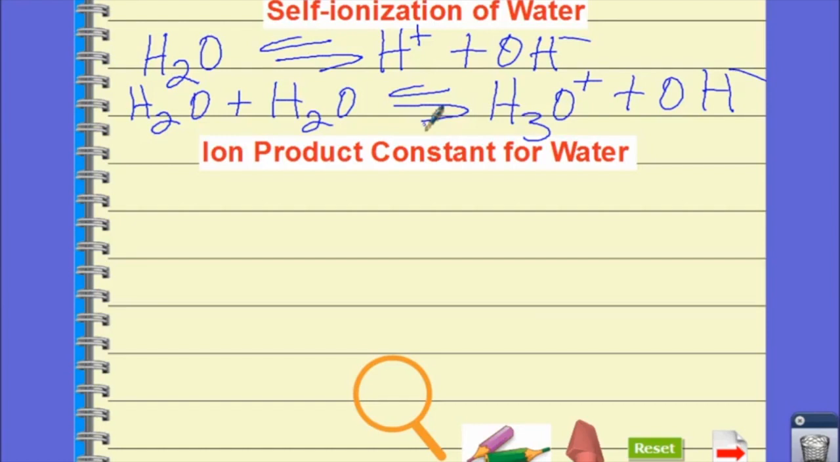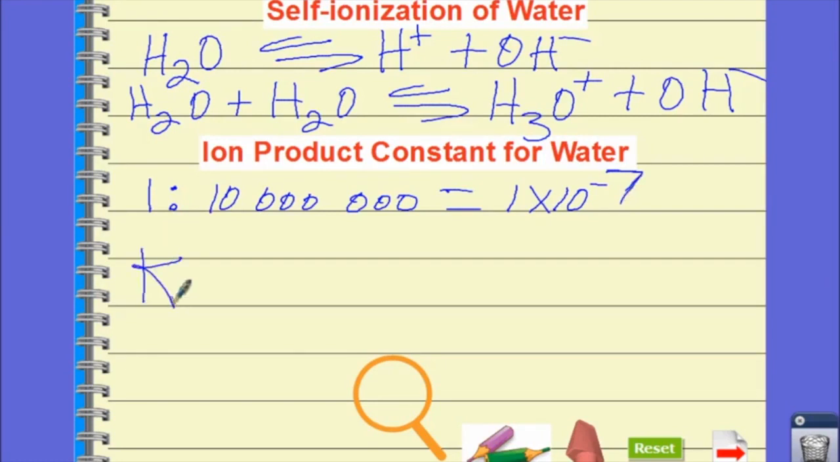So, when I say a little bit, how much of it will ionize? For every 1 mole of water, for every 10 millions, 1 out of 10 millions will ionize. Which is what? It is 1 times 10 to the negative 7 will ionize a little bit. Because of that, we can write the ion product constant for water. It is K. And because it is water, we will put the subscript W.